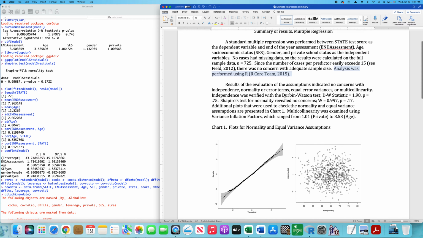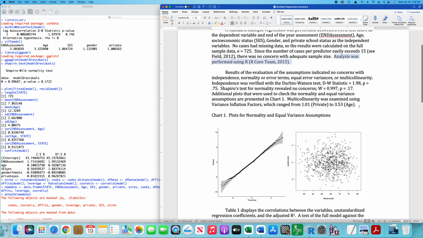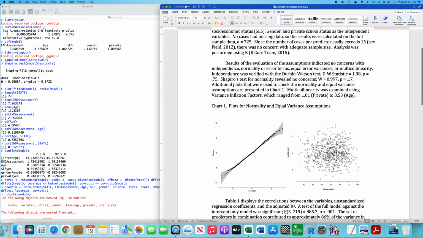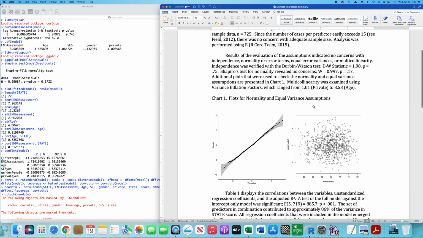And then I just come in. Always in the first sentence, you should present to the reader the statistical software package that you used. Now, in the next paragraph, what I did is present the results that I just ran over here. I get into a little bit about independence, normality of error terms, equal error variances, and multicollinearity. And I just go through and report the Durbin-Watson test, the Shapiro test for normality, and some additional plots down here that we've seen before: the QQ plot with the confidence bands, and the residuals plotted over the fitted values, which gives us an idea of equal variance.